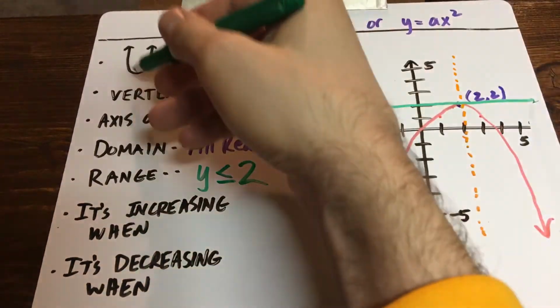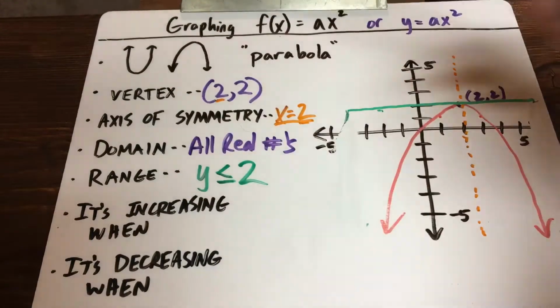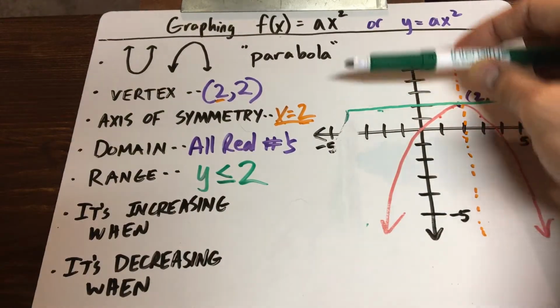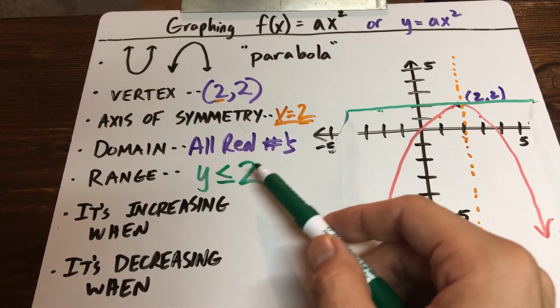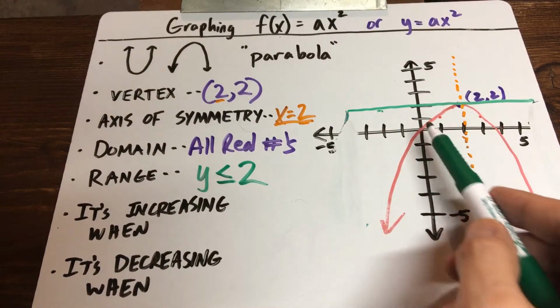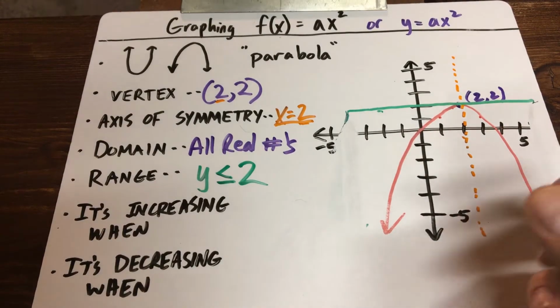If this graph was opening up, it would be y greater than or equal to. The only thing that would be different is this symbol would be flipped, and it may not be at 2. It might be at 0. It might be at -3. It could be wherever. Okay.